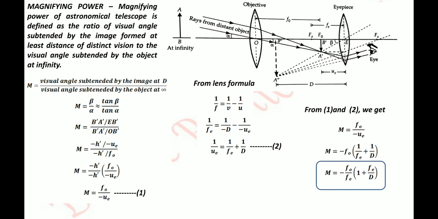Now let us do case number 2. Case 2, when the final image is formed at infinity. Let us understand the ray diagram first of all. So this is what the ray diagram looks like. This time the distance between objective and the eyepiece is so adjusted that the image formed by the objective, which is B dash A dash, is at the focus of the eyepiece. And now the image is at focus of the eyepiece.